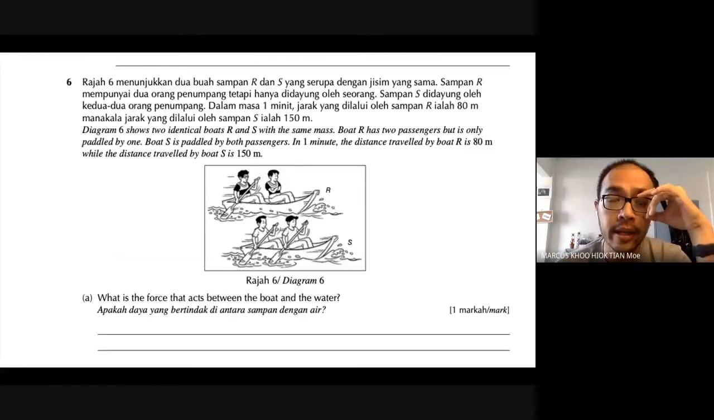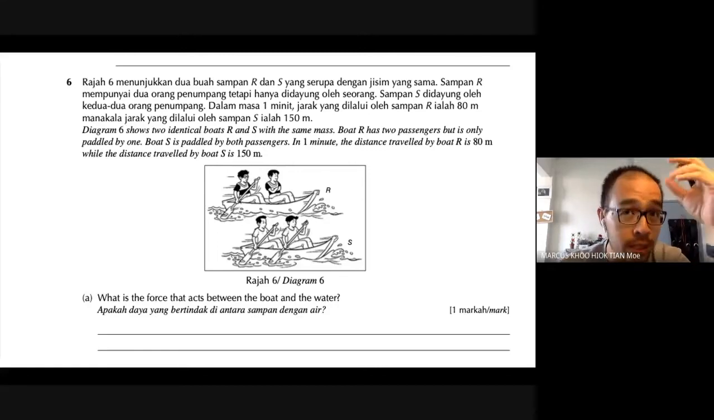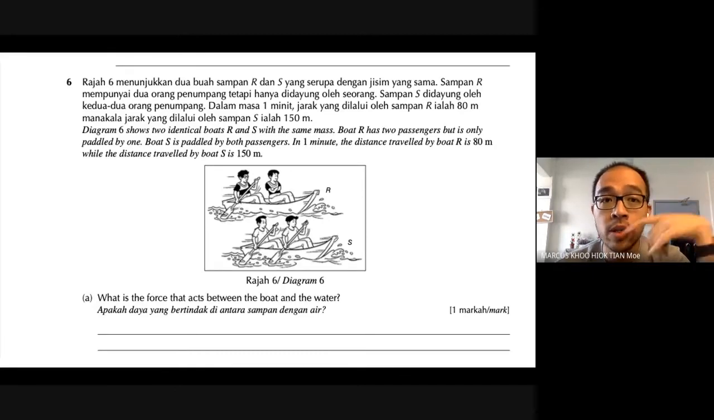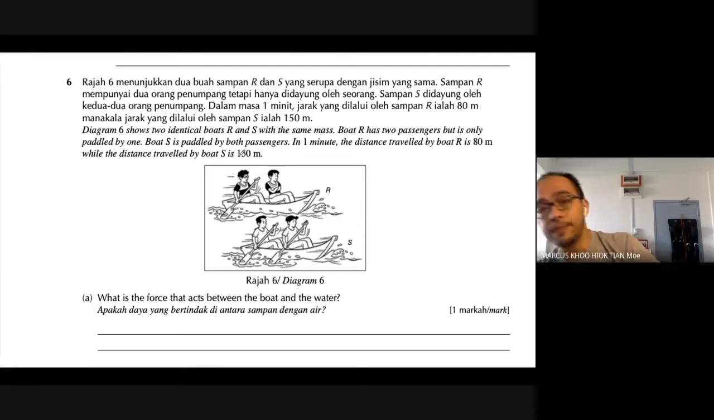All right, let's take a look at a slightly different kind of question. This is almost the same as the one that I discussed in the video. But I want you to try to look at this. Diagram 6 shows 2 identical boats. Except that in R, you have 2 passengers, but only one person is working hard. The other person is just sitting down and doing nothing, just totally benefiting off the first person.